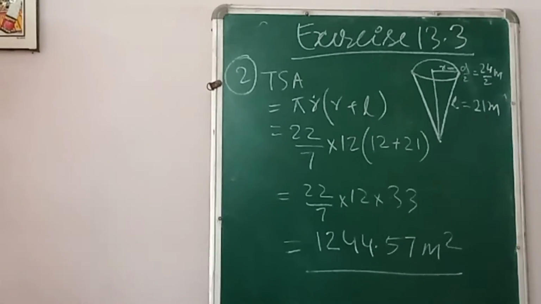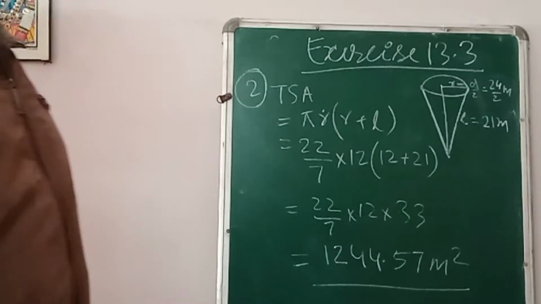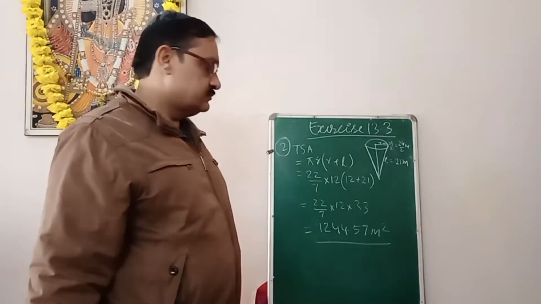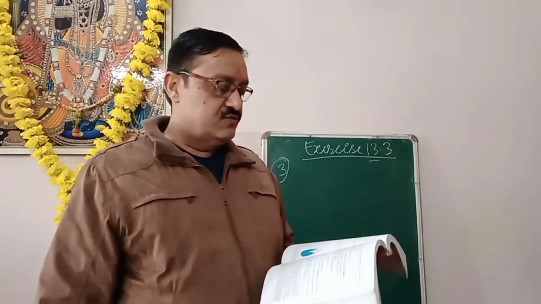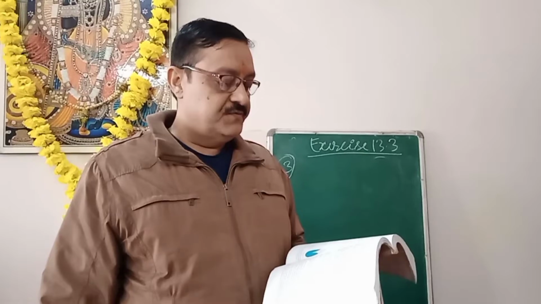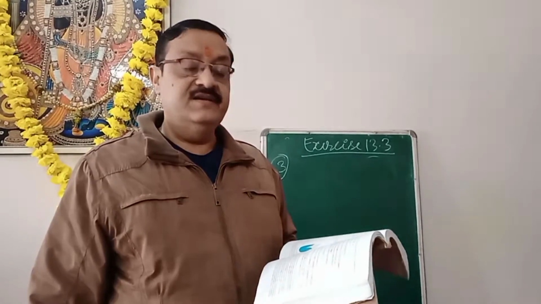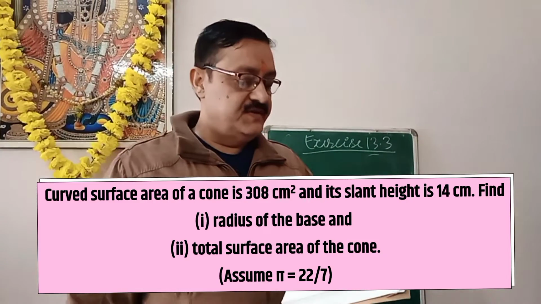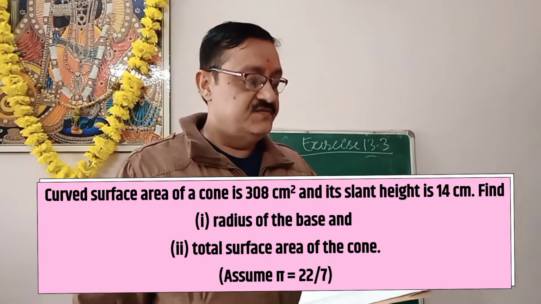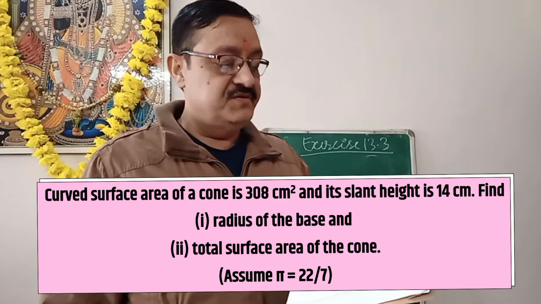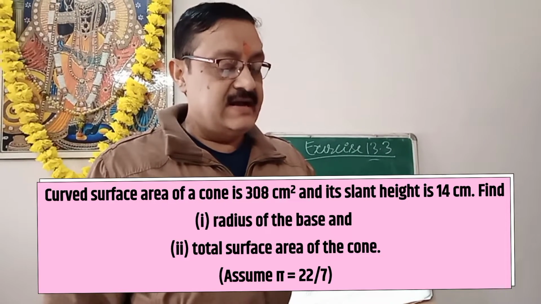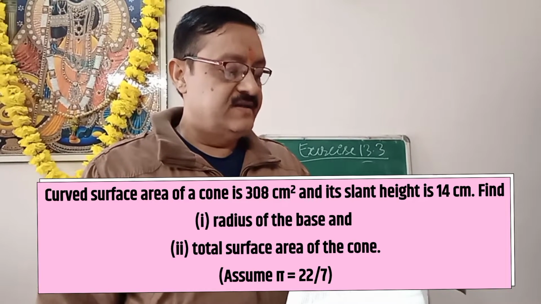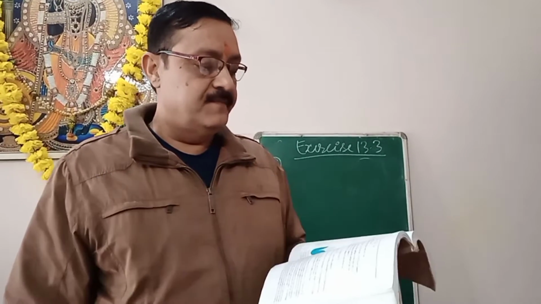So now it is, I think, clear. Now coming to the third question of class 9 NCERT exercise 13.3. Third question. Curved surface area of a cone is 308 centimeters square and its slant height is 14 centimeter. Find the radius of the base and total surface area of the cone.